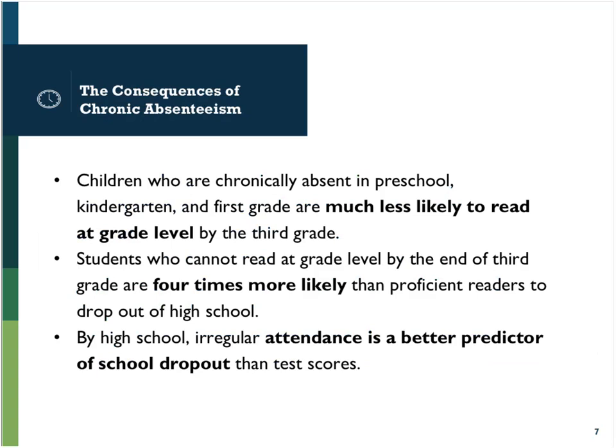Research shows that frequent absences from school can be devastating for a child's future. We know that kids who are chronically absent in preschool, kindergarten, or first grade are much less likely to read at grade level by third grade. And those students who can't read at grade level by the end of third grade are 4 times more likely than proficient readers to drop out of high school. By high school, chronic absence becomes a better predictor of school dropout than test scores.